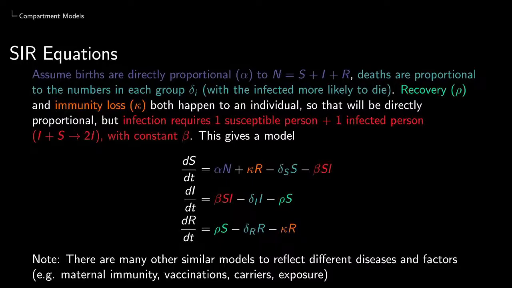And then there's a bunch of additional factors that you could include in such a model. However, these are the most common ones. This is like the baseline SIR equation. There's a bunch of others that you can do for other diseases. You can also use it to model other population trends.